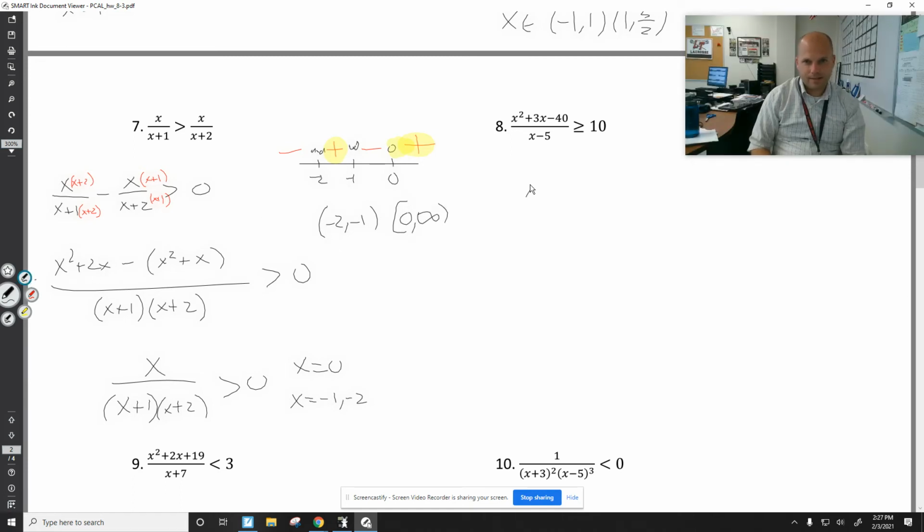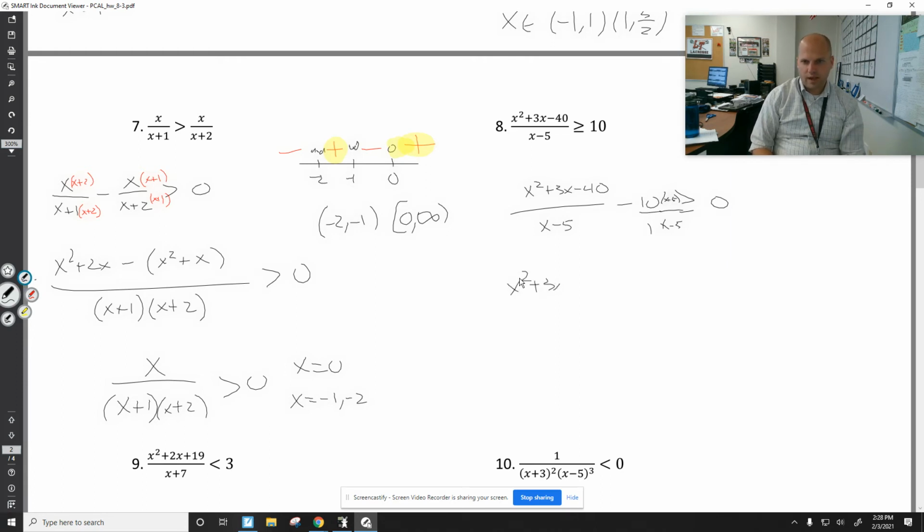Okay, this guy. Thank goodness. You would think it would be nice and ready to go, but it's not. You've got to subtract the 10, get everything onto one side. This needs a common denominator with this. x minus 5 over x minus 5, if this is 10 over 1.